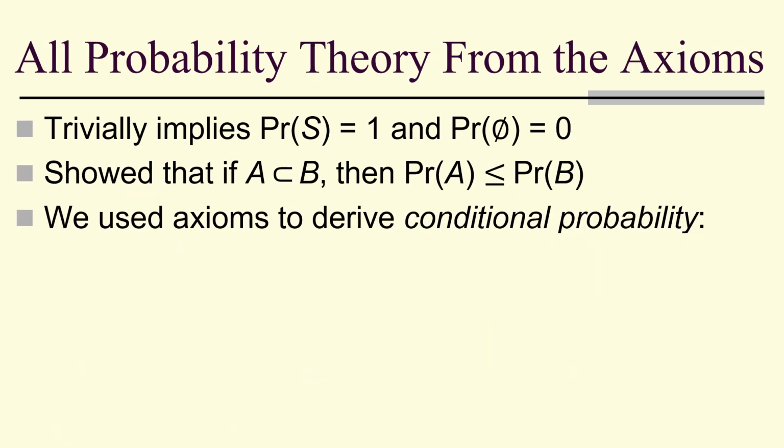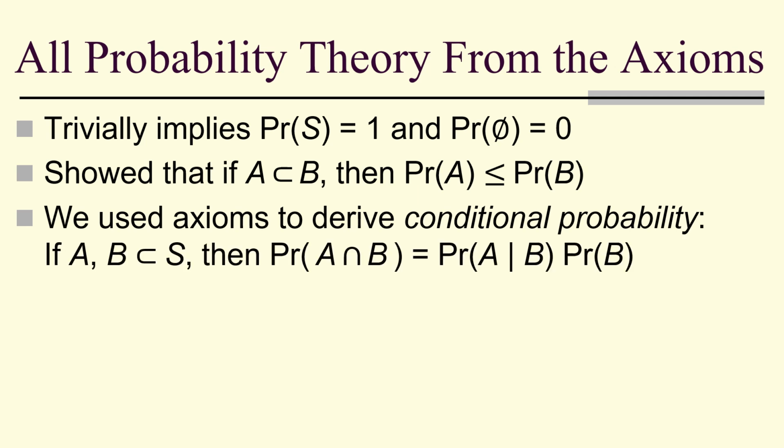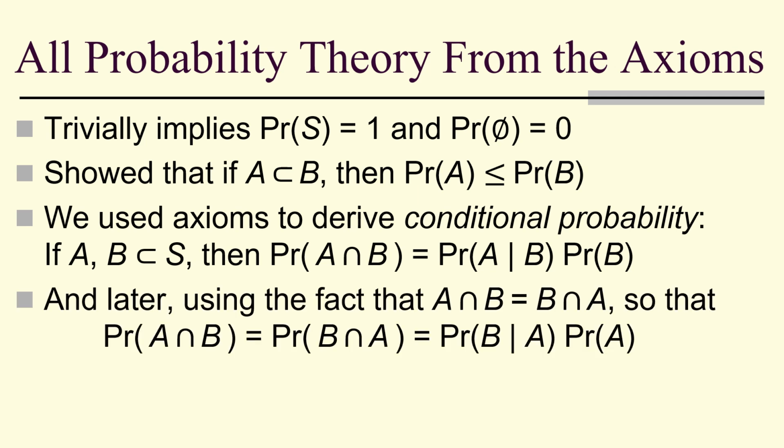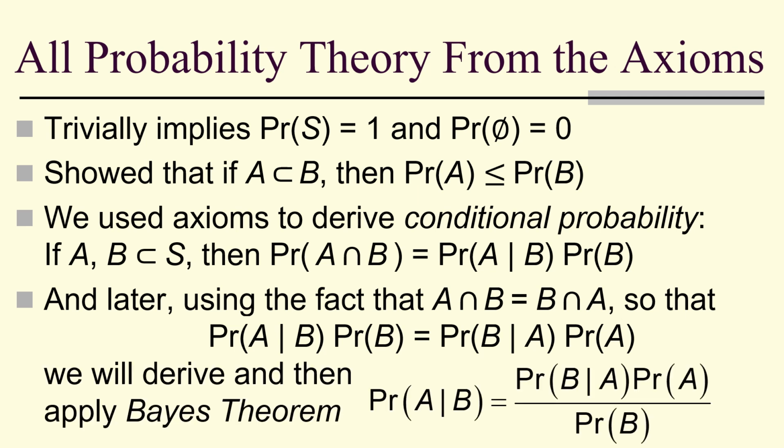Remember, all probability theory comes from the axioms. We just use axioms to derive conditional probability, for example. And later, we can use the fact that A intersect B is B intersect A to show that the probability of A conditioned upon B times the probability of B is the probability of B conditioned upon A times the probability of A. And rearranging that, we end up with what's known as Bayes' theorem, which we will use later.